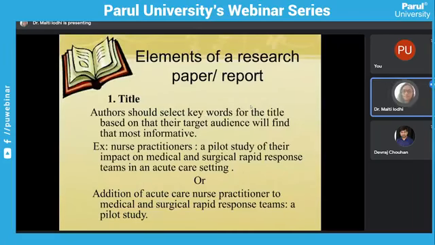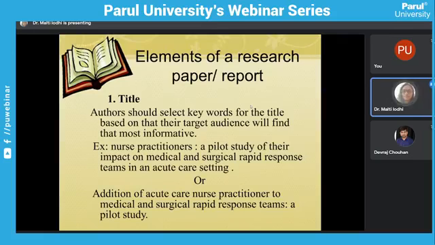Now we'll see the elements of a research paper report. When you are writing the report or utilizing your findings, what things do you have to publish so that the audience, the people you want to benefit, can use it very well? First you have to remember the title.